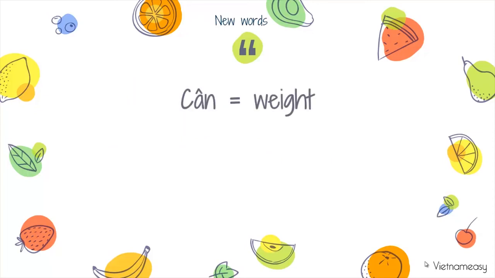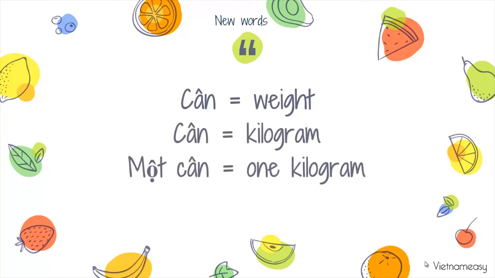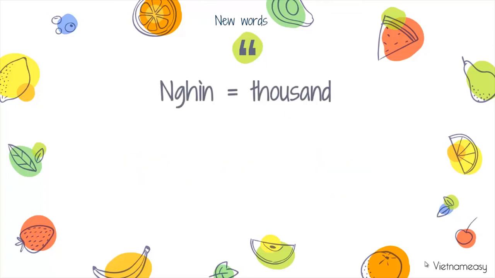Cân. This means weight, and it also has another meaning, which is kilogram. Một cân. This means 1 kilogram. Nghìn. This means 1,000.